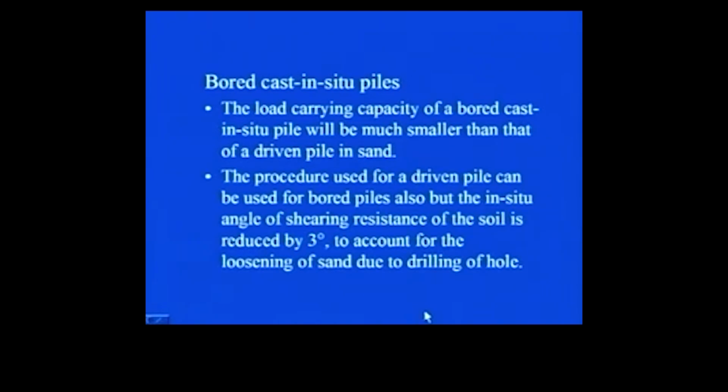The procedure used for a driven pile can be used for bored piles also, but the in situ angle of shearing resistance of the soil is reduced by 3 degrees to account for loosening of sand due to drilling of the hole. See, in the case of driven piles, we modified the in situ friction angle as phi 1 plus 40 degrees by 2. However, in this case we simply have to reduce this phi 1 by 3 degrees, and then whatever is the resulting angle of friction, correspondingly you can pick the values of bearing capacity factors and go ahead to find out the different terms as we discussed in the case of driven piles.